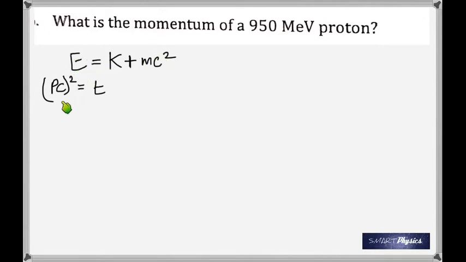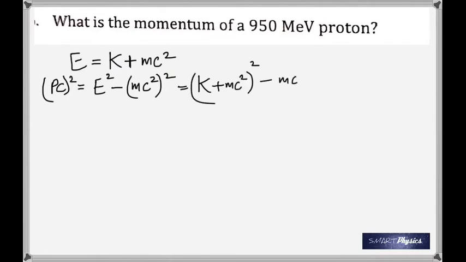Okay, that's one formula. And the second formula, which is not connected to this, is (PC) squared is E squared minus (MC squared) whole squared. So you have these two. Now we can substitute for this E as K plus MC squared. So you will have (K plus MC squared) the whole squared, because it's E squared, minus (MC squared) whole squared.